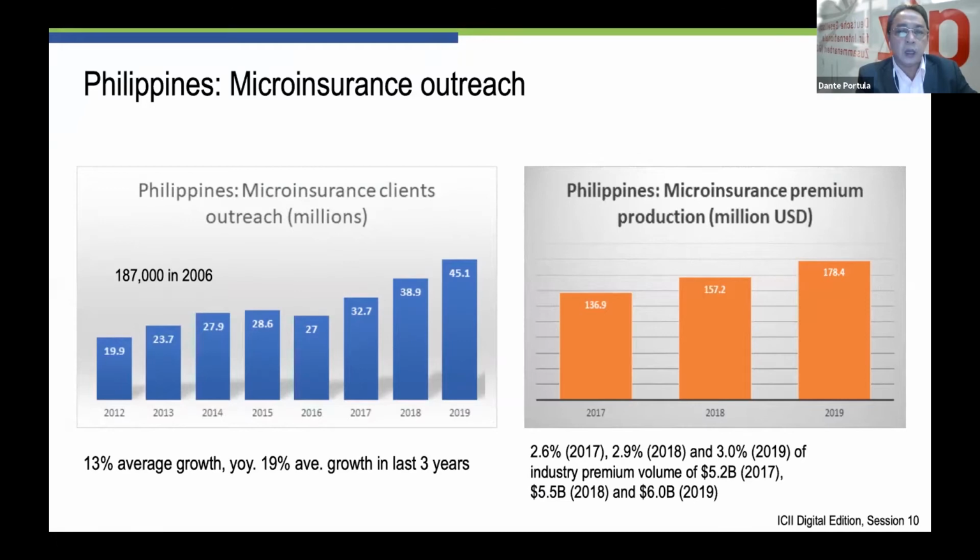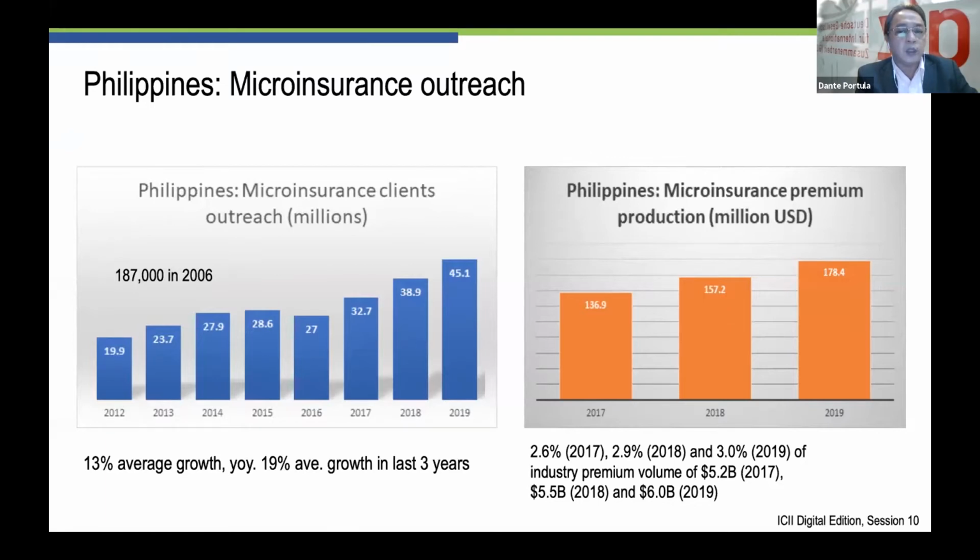And today, the outreach is around 48 million, according to the Insurance Commission. There is a 13% average growth per year, and a 19% average growth in the last 3 years. On the right-hand side, you will see that there is an increasing volume of gross written premium, which stood at 178 million at the end of last year.